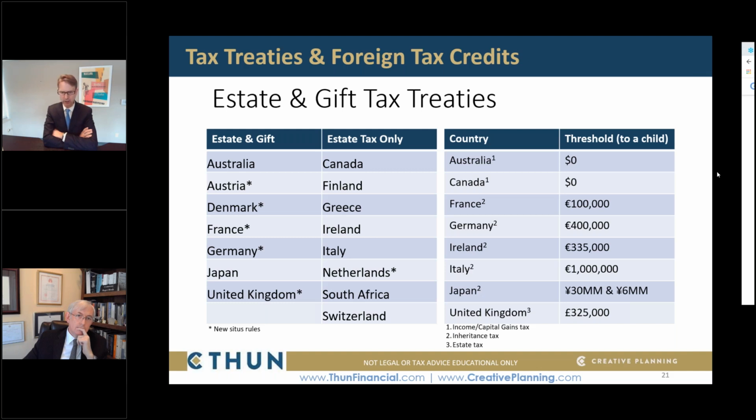But I can tell you this, if you've been in Germany for more than 10 years, yes, those assets are going to be subject to German inheritance tax. Right, and Germany will impose their inheritance tax on your worldwide assets with that exception.